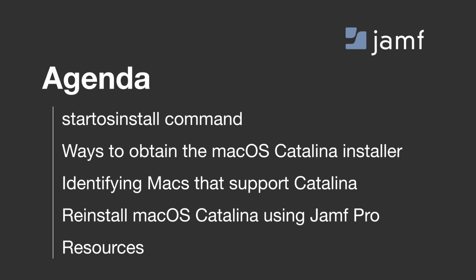So that's my presentation for you today. I hope you found it useful. We covered the startosinstall command that comes with the macOS Catalina installer, and we covered ways to acquire the installer. To put this into Jamf Pro, we needed a couple of smart groups that identified our Macs, making sure that they meet Apple's general and hardware requirements, as well as those Macs with the installer already in place. Then we scoped those two policies to deploy the installer to Macs that needed it, and put the startosinstall command into Self Service, and we ran it from there.